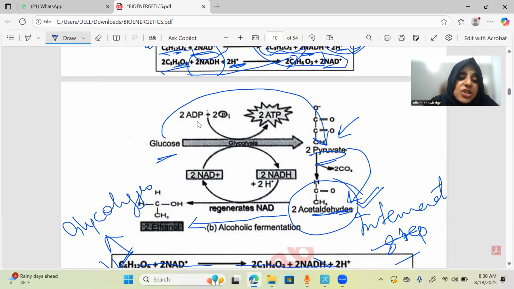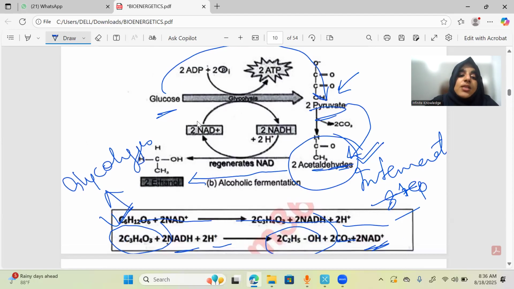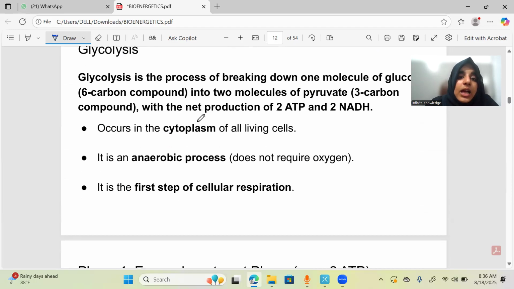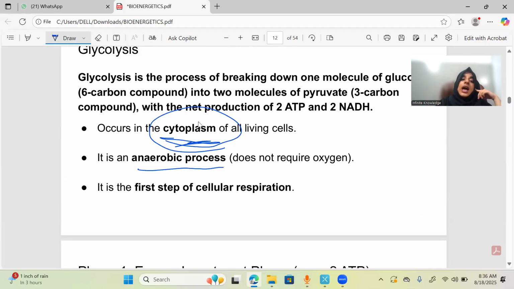Okay, the first reaction of glycolysis: one molecule of glucose breaks down into pyruvate and 2 NADH. And where does it occur? This is a very important point. They can give you four options: smooth endoplasmic reticulum, mitochondria, cell membrane, or the cytoplasm. So you have to remember that glycolysis occurs in the cytoplasm of all living cells. It is an anaerobic process, and it is the first step of cellular respiration.